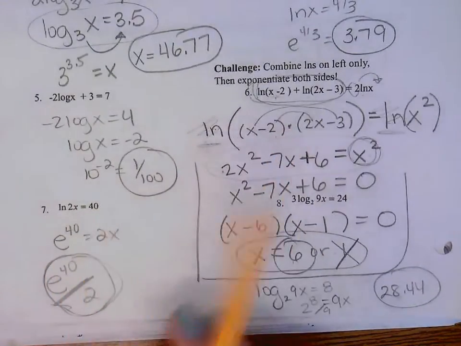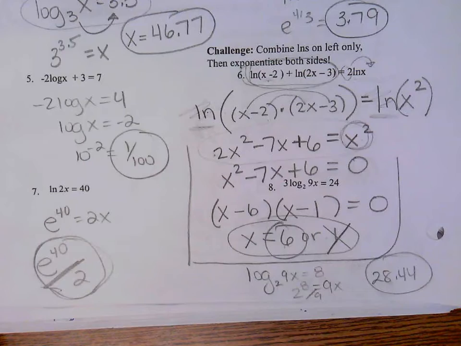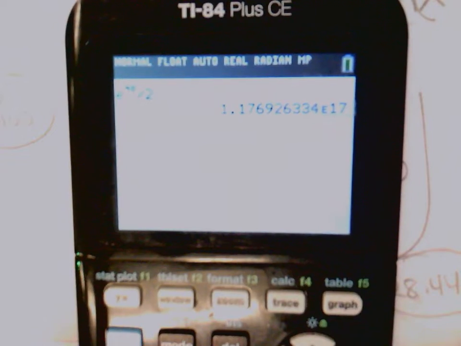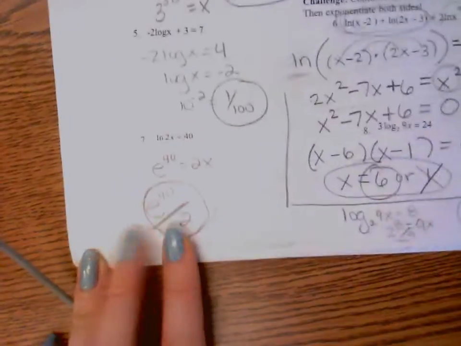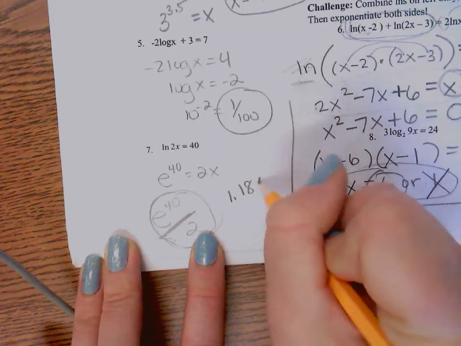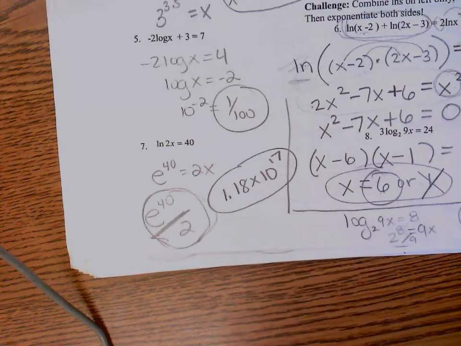Number 7, I'm not going to give you something in scientific notation, but when your calculator says a capital E, so if I do e to the 40th divided by 2, my calculator gives me this answer in scientific notation. So your calculator doesn't write times 10 to the 17th. It says capital E 17 at the end. Sorry, it's kind of hard to see, but the answer is actually 1.182 times 10 to the 17th because it's such a big number. So that's 17 decimal places to the right. So I don't even know what that is, more than billions.